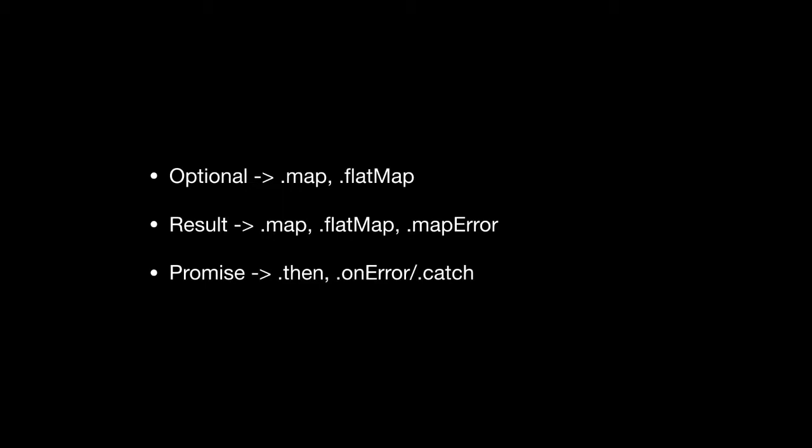Optional and result have map and flat map. Results might have something called a map error. It may or may not, depending on the implementation that you find. But promises change from map and call it then instead. But it's a very similar idea. And then the on error is also kind of this flat map, and sometimes they call it catch, or there's this dot catch function. So they're very similar ideas with some very similar stuff.